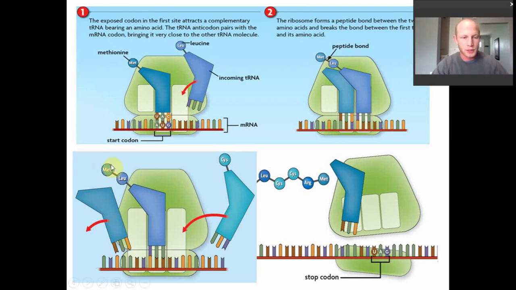But then, as you can see, methionine and leucine have now been put together. Now cysteine is coming along. Now we see this growing chain of amino acids. And once it gets so big and gets to the end of its mRNA, it says stop. And now this protein has been made. And now it'll go on and do other functions within the cell.